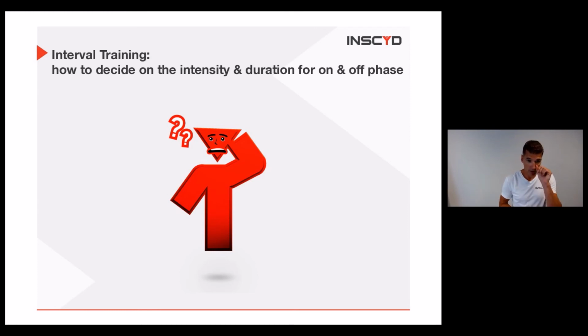So interval training, how do we decide on the intensity and the duration for both the on and the off phase? So we have 4 parameters we're talking about. Intensity for the on phase, duration of the on phase, duration of the off phase, the recovery phase, and intensity of the off phase. Okay? So how do we tackle that? How do we approach that?